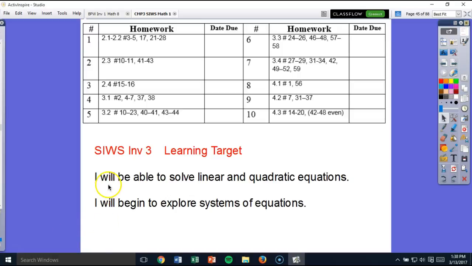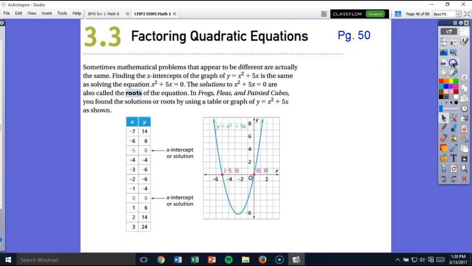Our learning target today is we'll be able to solve linear and quadratic equations and begin to explore systems of those equations. 3.3 ACEs will be 24 through 26, 46 through 48, and 57 and 58. We begin today on page 50 with 3.3, factoring quadratic equations.